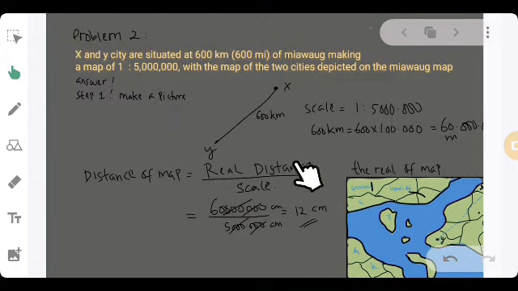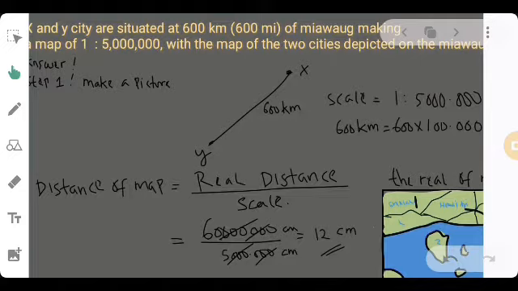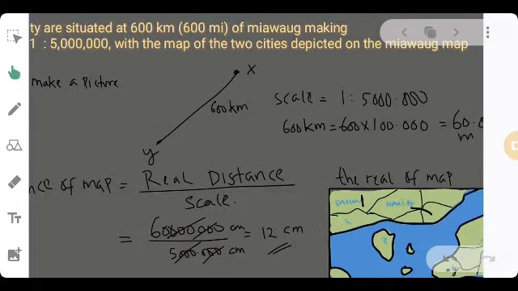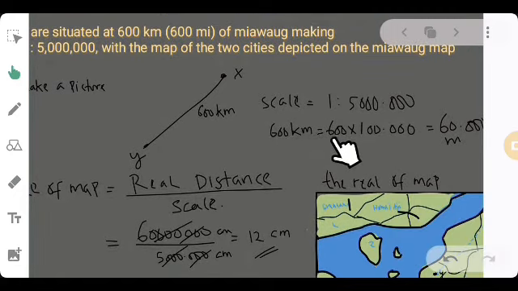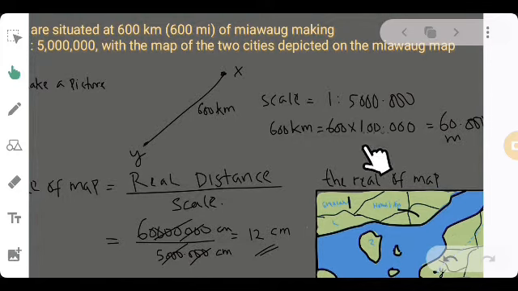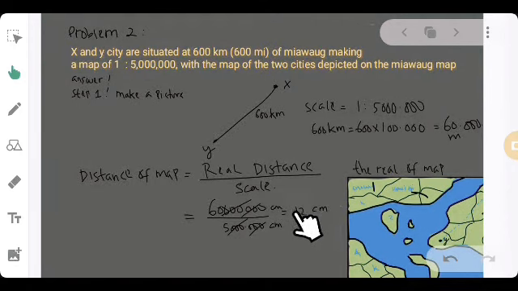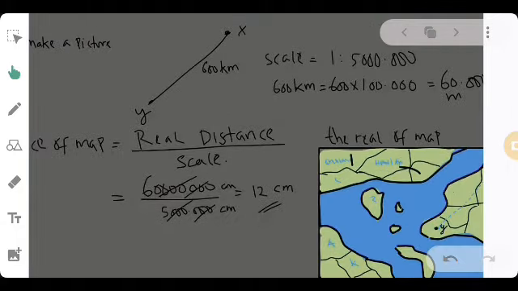Step 1, make a picture. So X and Y are 600 km apart. The scale is 1 to 2,000,000, and 600 km equals 600 times 100,000 centimeter. The distance on the map is real distance over scale. The real distance is 600 km, and you can convert it to centimeter over the scale. The distance on the map is 30 centimeter.